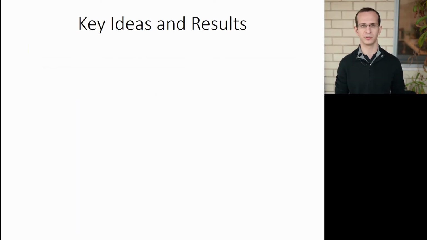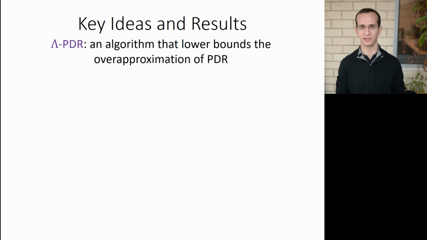To do so, we introduce lambda PDR, a theoretical algorithm that's a simplification of standard PDR, and study overapproximation in lambda PDR. The reason is that PDR overapproximates at least as much as lambda PDR, so whatever overapproximation lambda PDR performs, it's also performed in standard PDR.